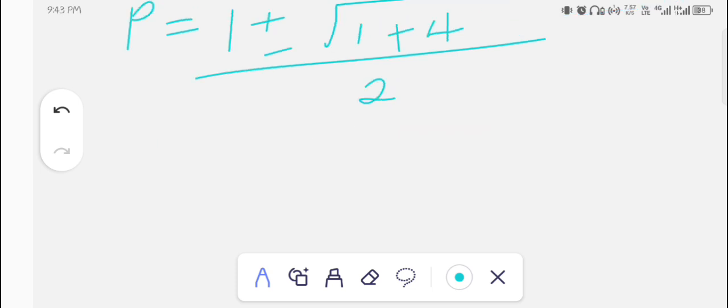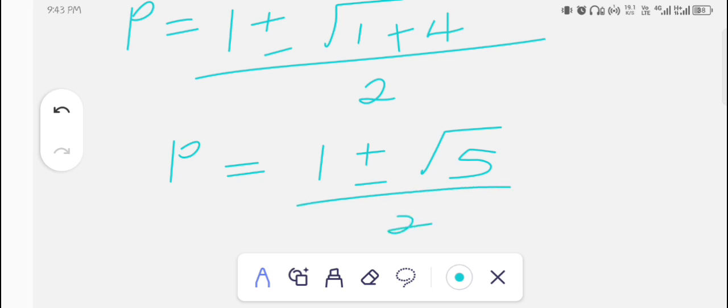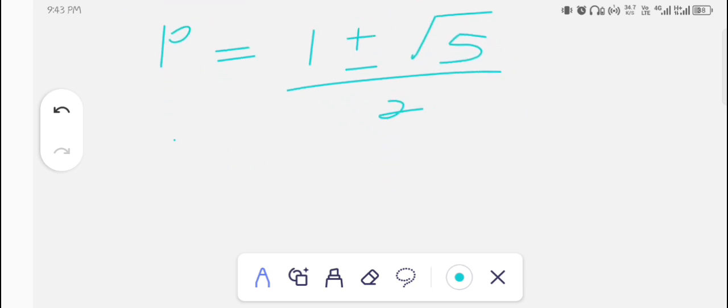So friends, if we continue to solve this, we realize that p is equal to 1 plus or minus the root of 5, all upon 2. Good. We have made progress here. At this point, it means that we have two values for p.